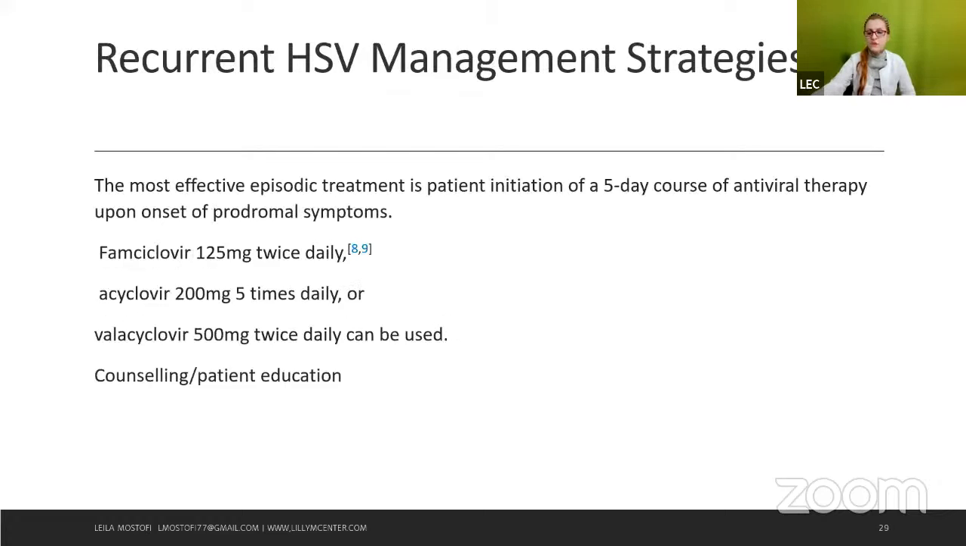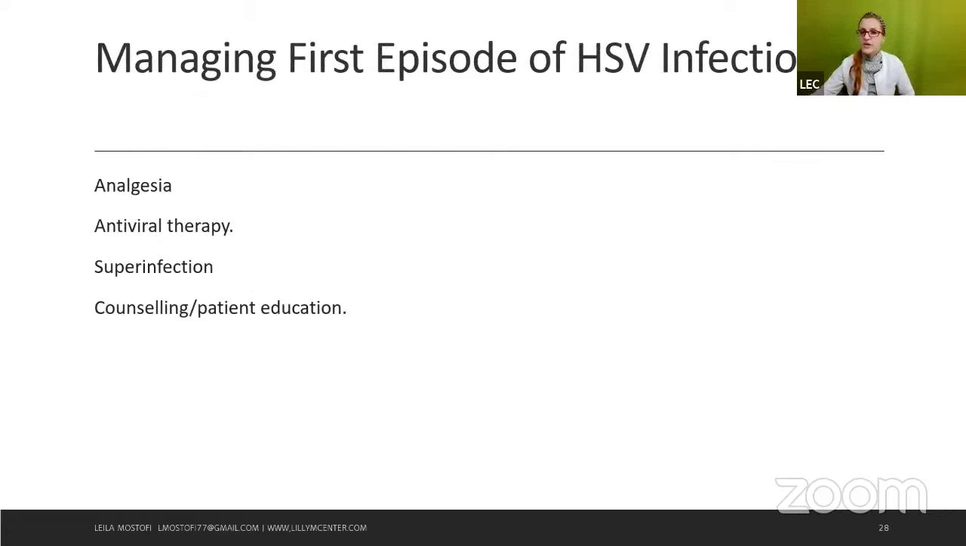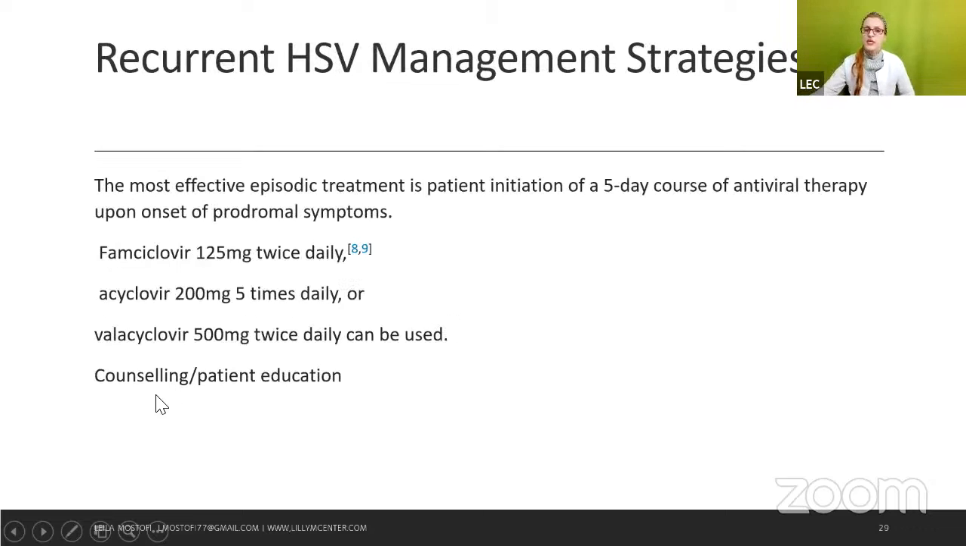So we spoke about how to manage the first episode of HSV infection, that was using analgesia, antiviral therapy, superinfection, and counseling and patient education. And for recurrent HSV management strategy, the most effective episode treatment is patient initiation of a 5-day course of antiviral therapy upon onset of prodromal symptoms. And it was including famciclovir, acyclovir, valacyclovir, and counseling and patient education.